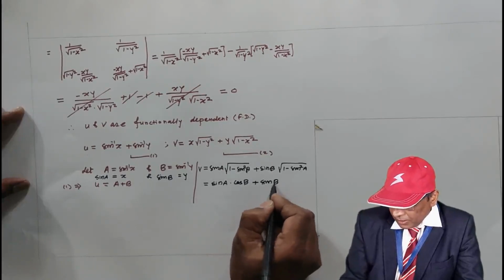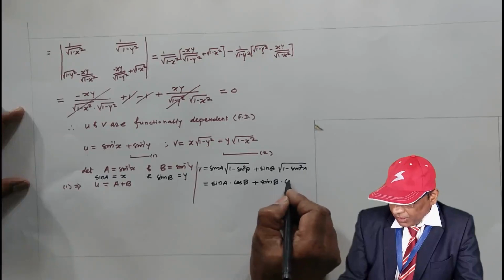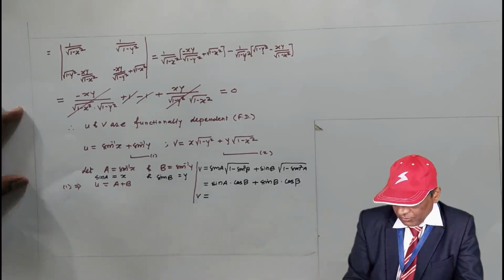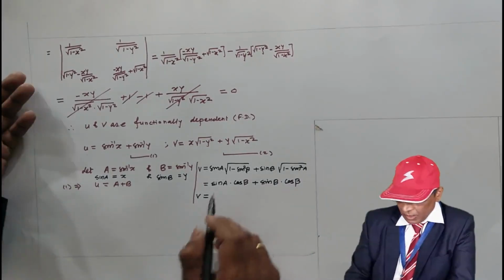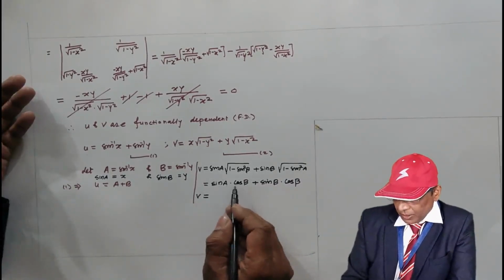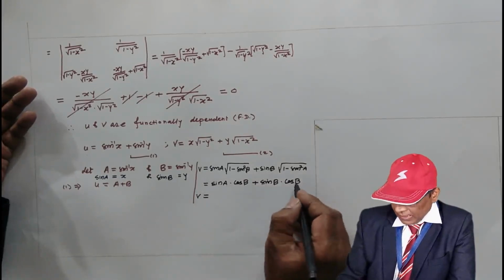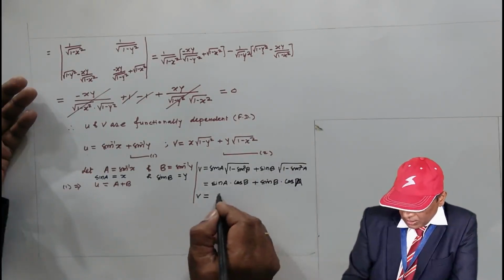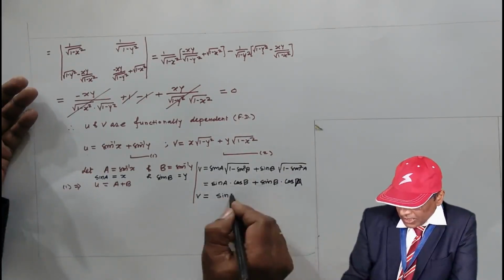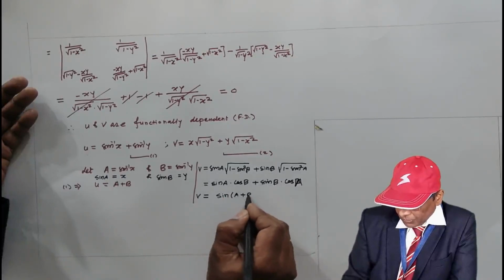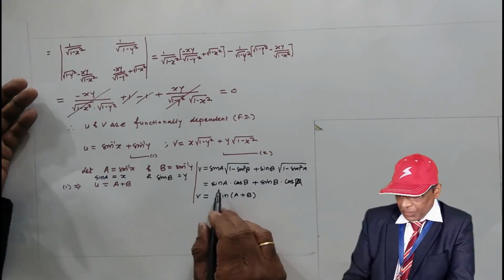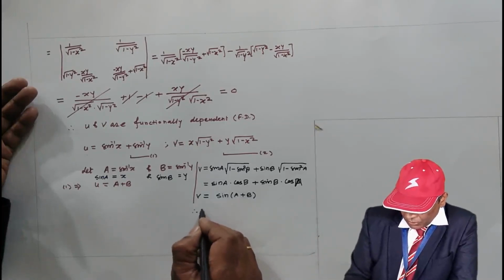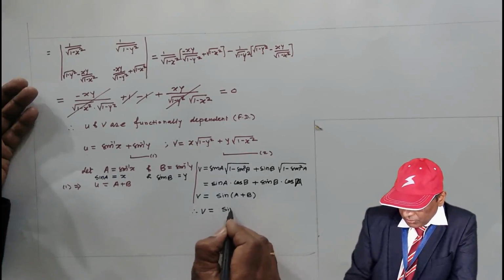And sin b, and this is again a trigonometric formula, it is cos a. This is a we are solving. Now sin a cos b plus sin b cos a, then we have the trigonometric formula. This is the expansion of sin a plus b. Sin a plus b is sin a cos b plus cos a sin b. Therefore, v is equal to sin of a plus b.